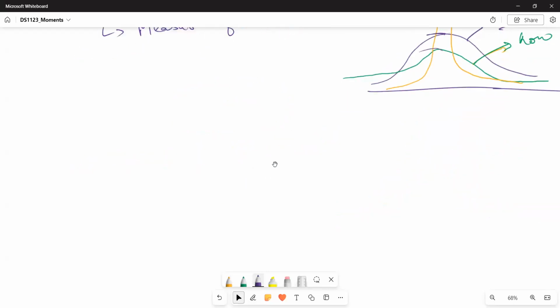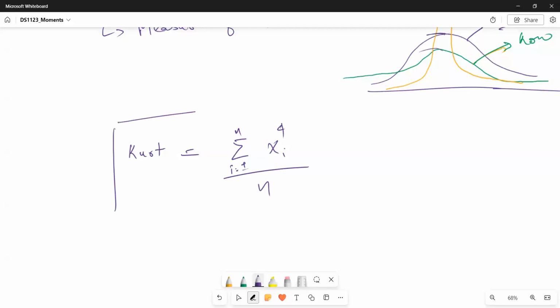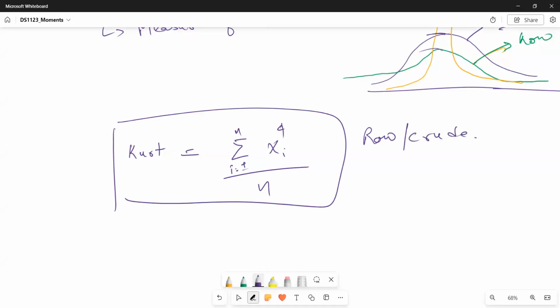All right. Now, to look at the formula, since this is the fourth moment, kurtosis is represented as kurt. If you see the raw form of the formula, since this is the fourth moment, I will simply take the fourth power of every number and divide it by the total number of elements. This is the raw form or crude form of the formula.